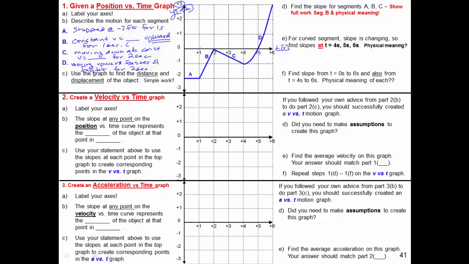I'm going to skip over to part D, I guess. Find the slope for segments A, B, and C. Those are the three easy segments. The slope on those is constant. For segment B, I'm going to show my full work, so I'm going to start on that. For segment B, I'm going to draw a little slope triangle. We actually cross through that point and that point. So here's my rise and here's my run. And here's my work for that segment. Rise over run.